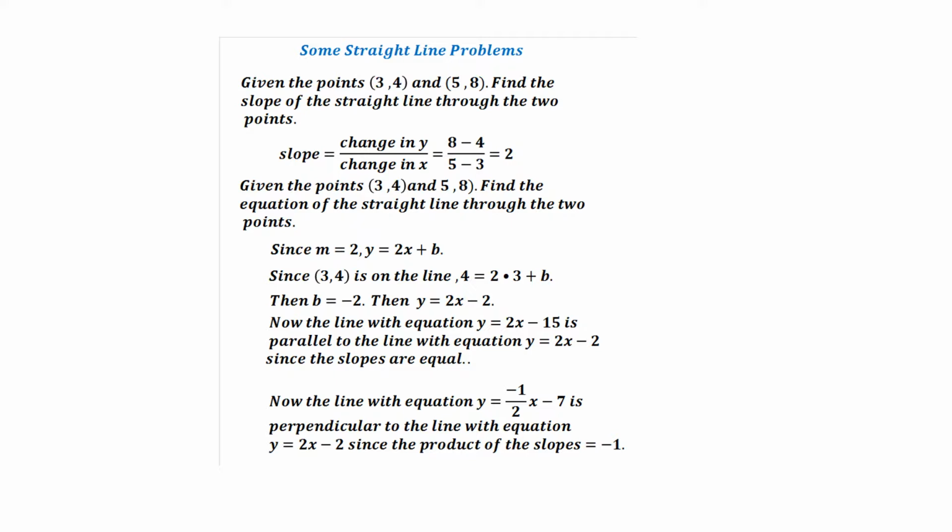And then we could have the line y is equal to 2x minus 15 is a parallel line. It has the same slope. Okay, one touches the y-axis at negative 2 and the other one touches it at negative 15. Now we have a line where the equation is y equal to minus 1/2 x minus 7. And since minus 1/2 times 2 is negative 1, the two lines are perpendicular.